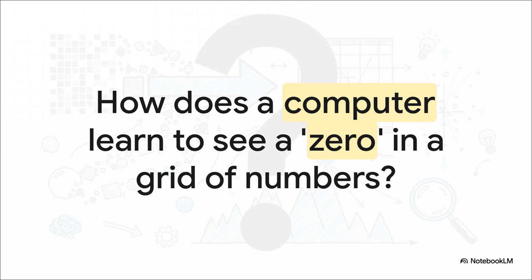You and I, we look at this and we instantly know it's a zero. No problem. But a computer? It doesn't see a drawing. It just sees a grid, a big block of numbers. So how in the world does it get from that sea of data to a confident answer, yep, that's a zero? Well, that's the journey we're about to go on.